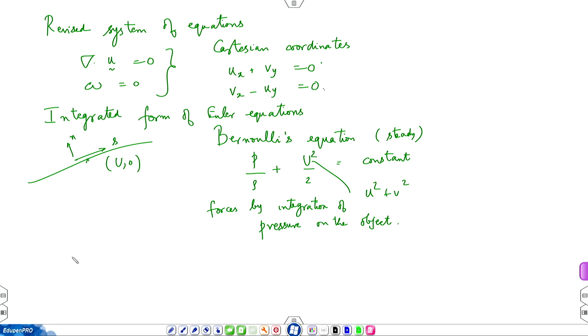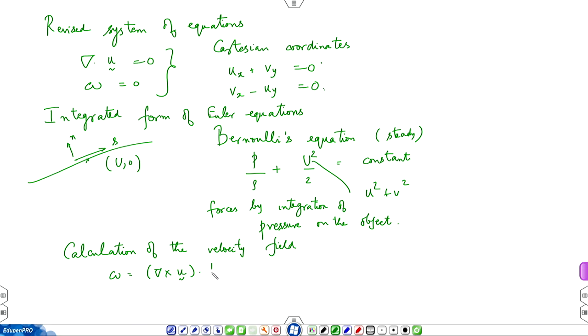Now, vorticity, okay, so now let us move on to the calculation of the velocity field. I should not say computation, I should say calculation. So, since omega is equal to del cross u dot k and omega is 0, what is the form of u?